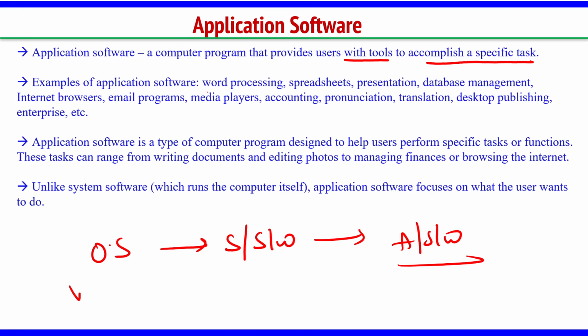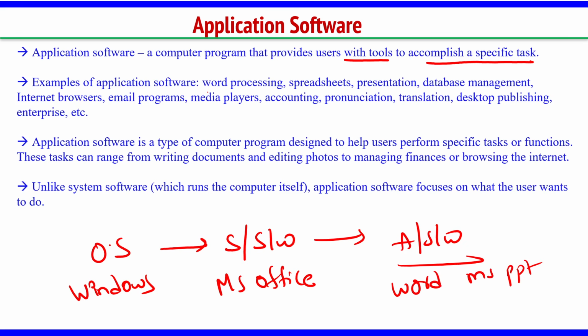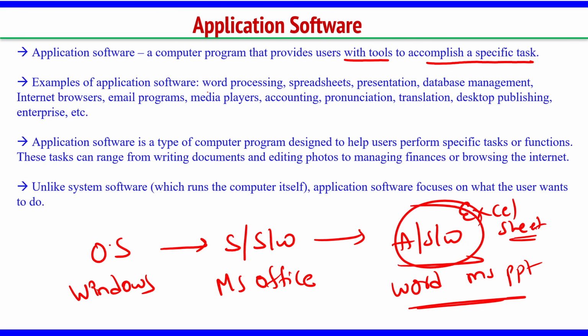One example of an operating system is Windows. System software is MS Office. Application software is MS Word or MS PPT. All these are application software, or an Excel sheet. All these are application software, and the underlying system software is MS Office, which can be installed in an operating system, right?